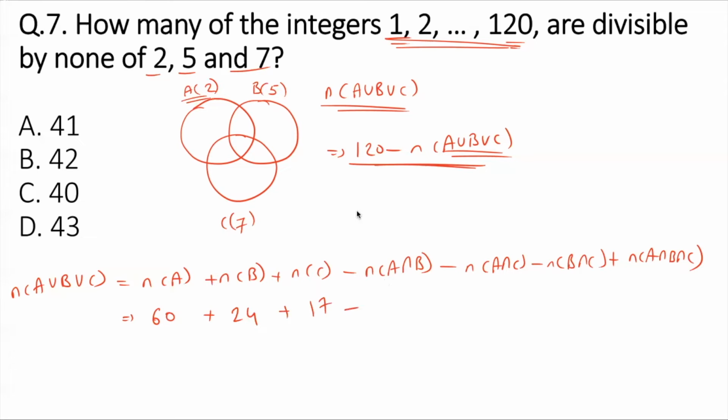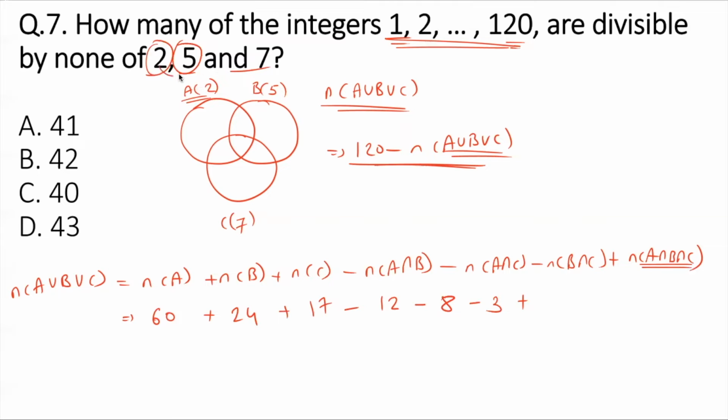Minus numbers divisible by both 2 and 5, meaning multiples of 10. There are 12 such numbers. Minus numbers divisible by 2 and 7, that is 14. Of 14 we have 8 multiples. 14 eights are 112. The next number is 126, out of this range. Next, we want the numbers divisible by 5 and 7, that is 35. Of 35 we have 3 multiples: 35, 70, and 105.